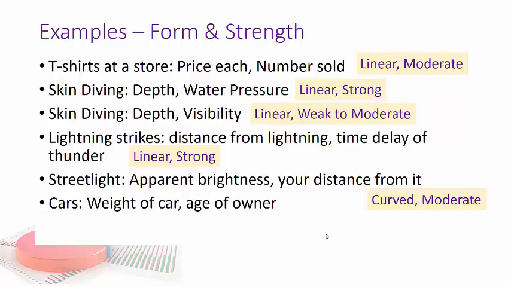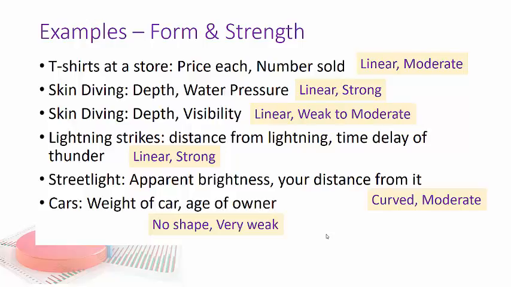You could have said linear, and there would be no reason for me to argue with you based on the information you know. And it should be pretty moderate, because the further away you get from a street light, you can still see it, and it takes a while for the brightness to change, your apparent brightness anyways. And then again, the cars, there's no shape, and it's very weak because really there's no relationship there.